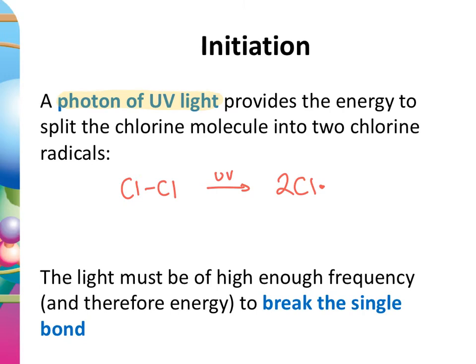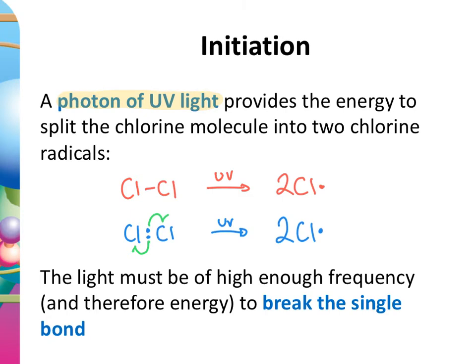And in effect, what is happening is, if I draw underneath, I'm only going to show the shared pair of electrons here. Okay, there are obviously 6 other electrons around each atom, but I'm going to use that half-headed arrow because it's the movement of one electron. So we have our UV light condition, and it says the light must be of a high enough frequency and therefore energy. So that's why we're talking about UV light here.